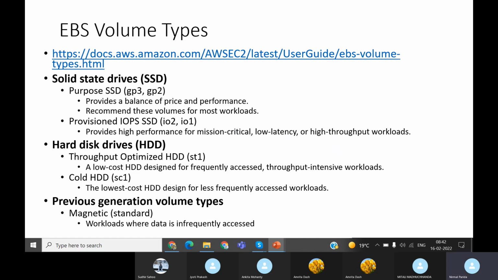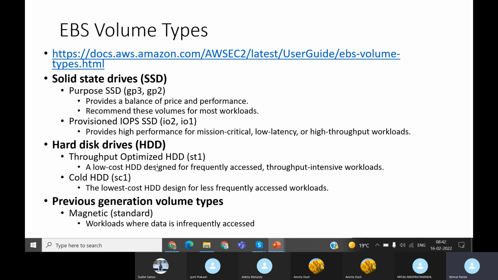Provisioned IOPS means input output operations per second. That is for low latency, high throughput workloads. We require these provisioned IOPS volumes. And the next type is hard disk drives, HDD. These are the previous generation hard drives.